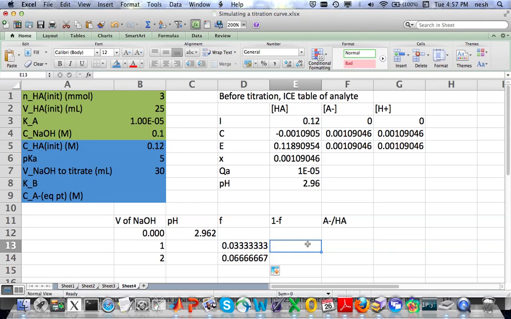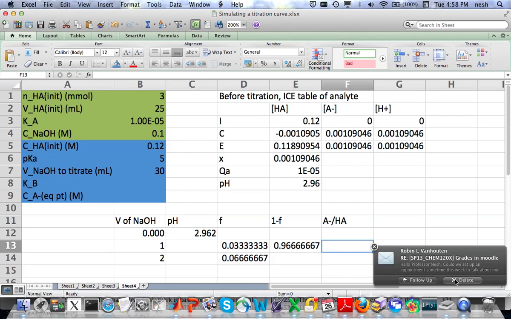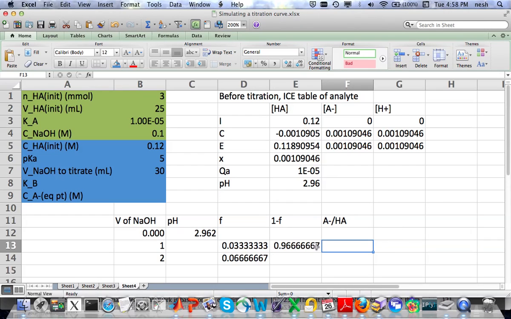What about 1 minus F? That's the fraction of HA that's remaining. If you want, you can try to do that. All right, well, this is pretty easy. I think that's going to be 1 minus F. That's straightforward. And I may as well work on this one. That's the ratio of A minus to HA, the ratio that we talked about. And that's going to be equal to F divided by 1 minus F. Okay, and I think that looks good. I think that's all looking pretty good.